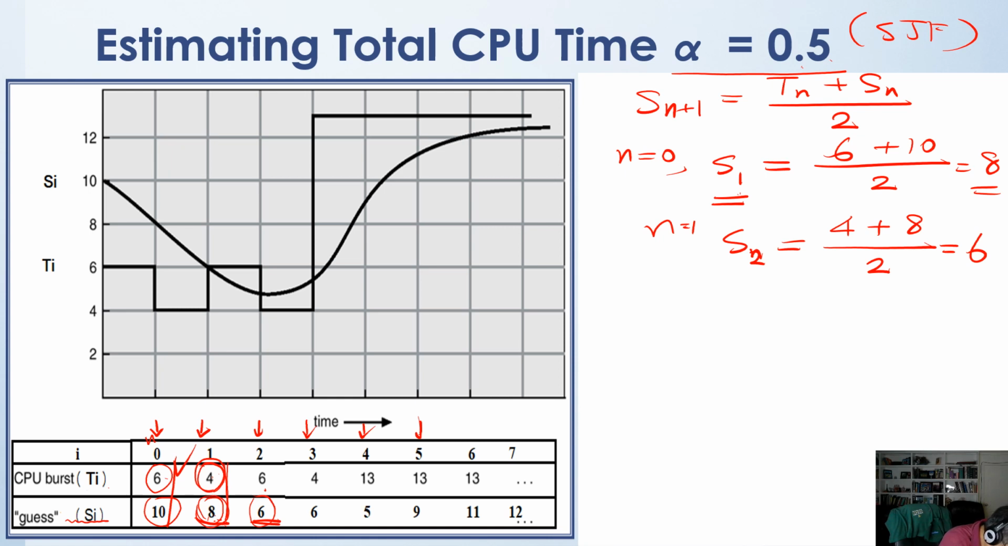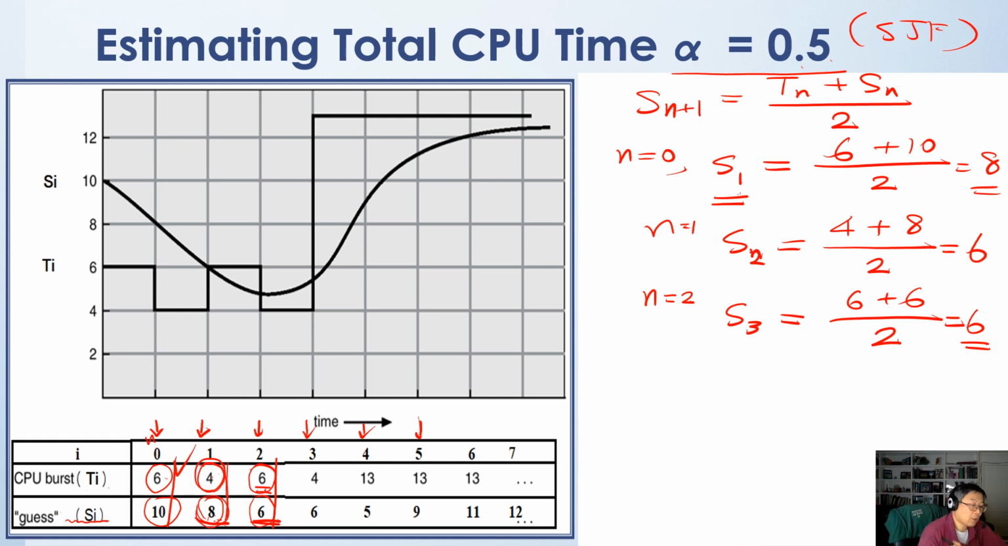After the execution, we observed that the total CPU time was actually 6. So that's the first successful prediction, right? The prediction is correct. Now, what are we going to do for the next prediction? If we want to predict the next CPU time, we use the average again. The observed CPU time is 6 and the predicted CPU time is 6, and we take the average. So we get 6 again. That makes sense, right?